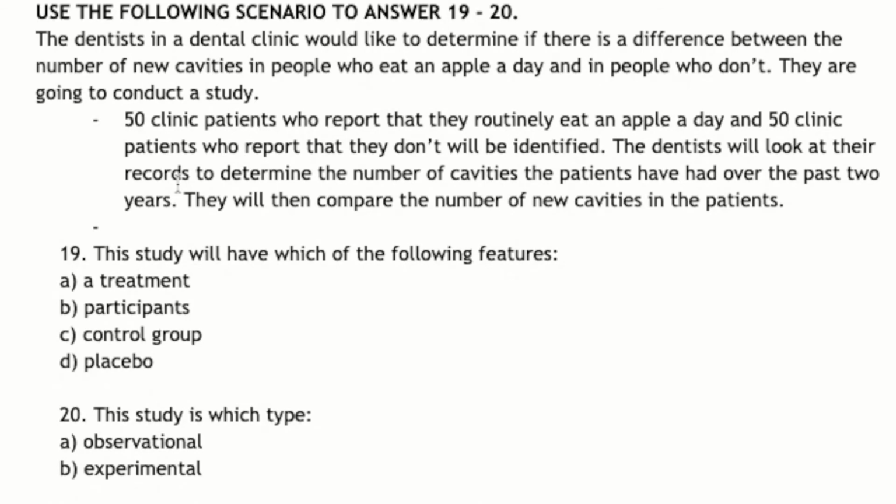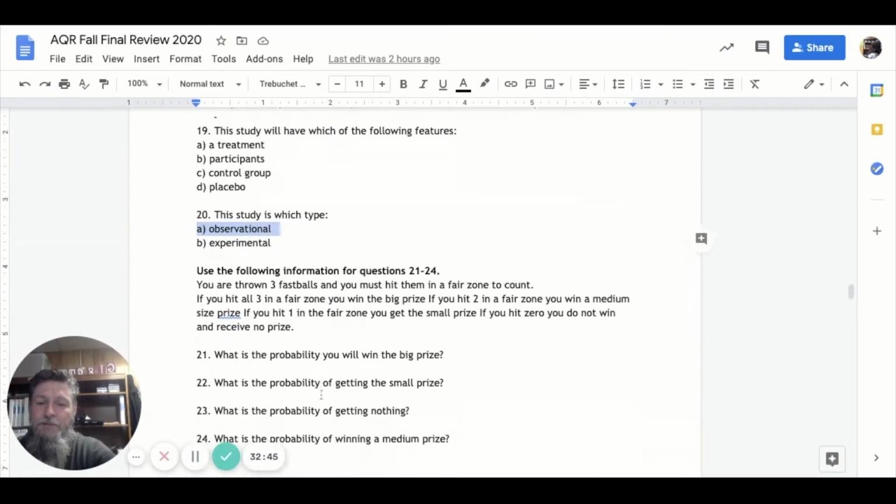Yes, he delineates between people that ate an apple and people that didn't. But understand, he didn't give them any kind of treatment. He suggested that they may have treated themselves by eating an apple a day. But the point is, no treatment was given by the researcher. So the study is an observational study only. Read what he says. He will look at their records to determine the number of cavities the patients have had over the past 2 years. Yes, there you go. This is an observational study. So the only thing that's correct is the participants. That is the only correct answer for 19. Observational is the correct answer for 20.